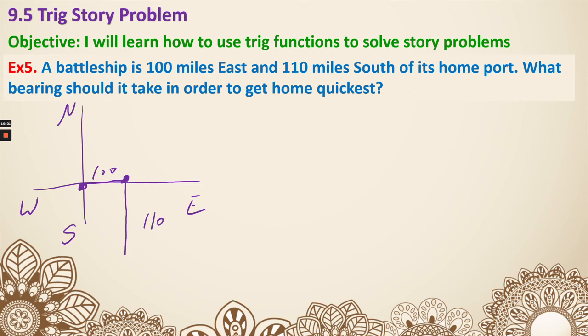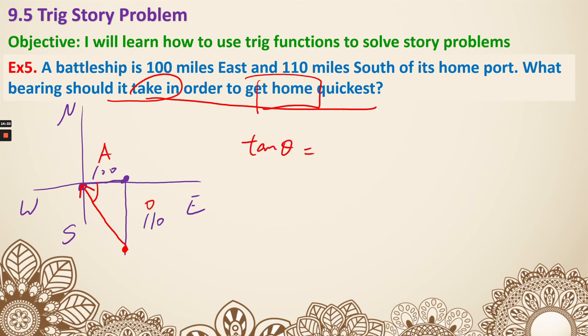And it's asking what bearing should it take in order to get home quickly. This is where we need to clarify. It's asking what the boat needs to take in order to get home. It's not from the control tower anymore. Basically, the boat is right here, and it's trying to find out what direction that is in bearing. So first, no matter what, based on the 110 and the 100, we can solve some of the stuff in this triangle. We can clearly find out what that angle is. That's opposite, that's adjacent, so it's going to be tangent theta again. It's 110 over 100.